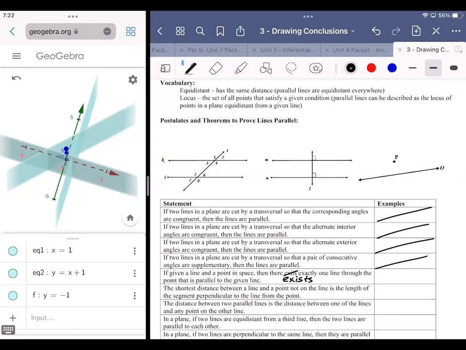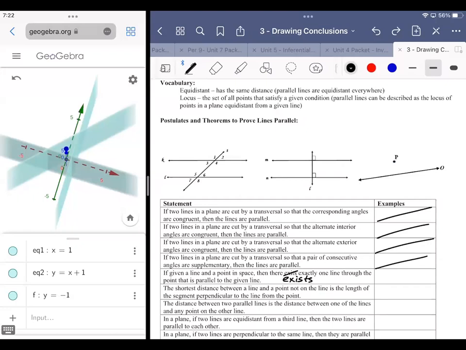given a line and a point in space, then there exists exactly one line through the point that is parallel to the given line. All right. So that's this idea here. Oh, my pen stopped working for a hot second there. All right. So I have a point and a line in space.